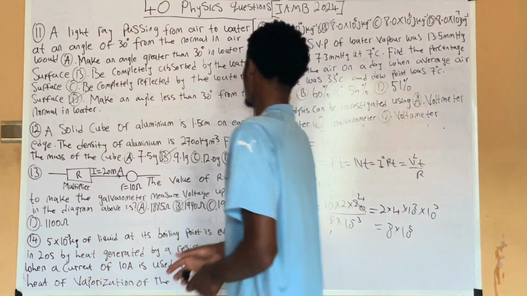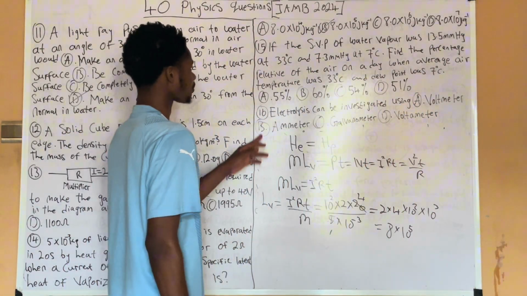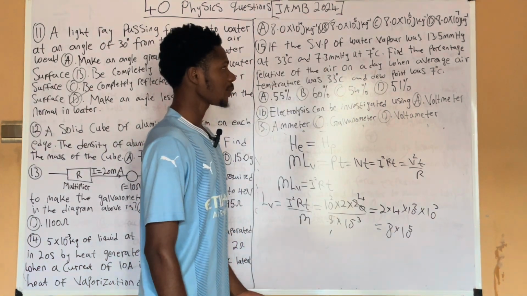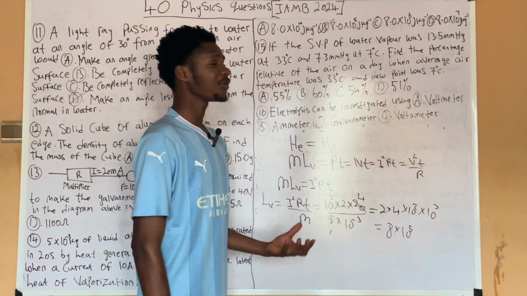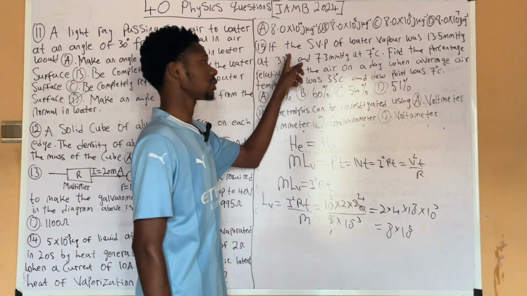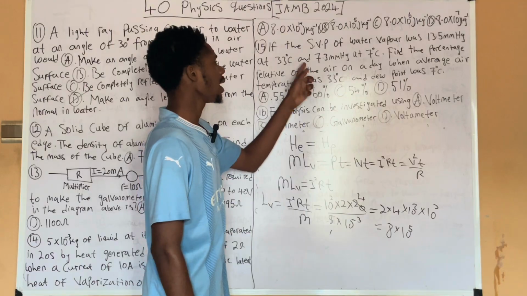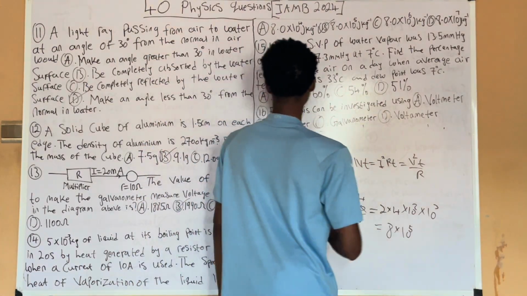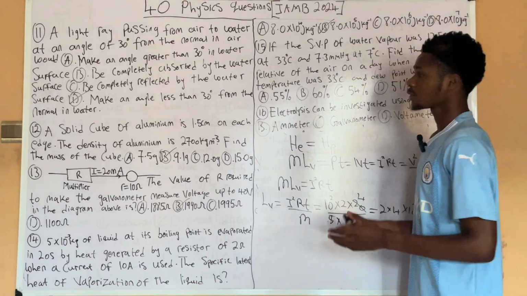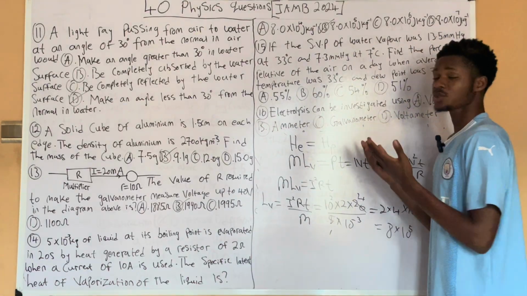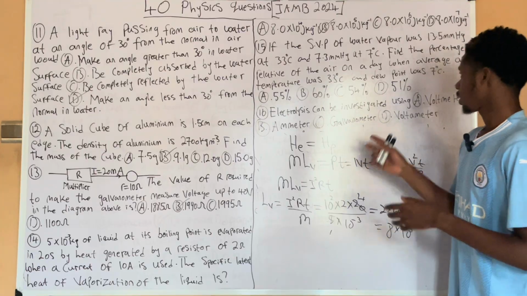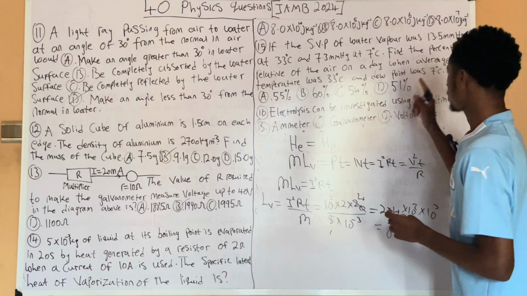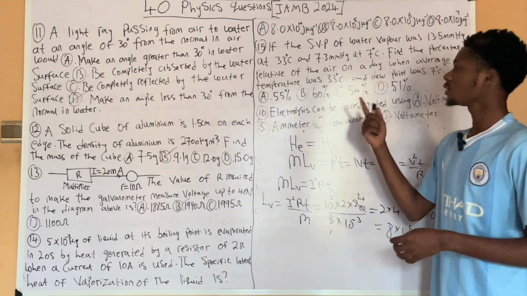Okay, now let's go over to question 15. Question 15 says, if the SVP of water vapor was 13.5 millimeter mercury at 33 degrees Celsius, and 7.3 millimeter mercury at 7 degrees Celsius, find the percentage relative. Now this question is simply asking us to find the relative humidity. It was given like this in JAMB exam, that's why I'm not making any changes. But do know that they want us to find the relative humidity.